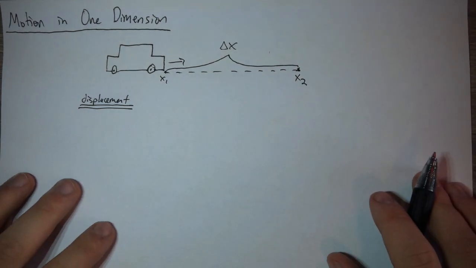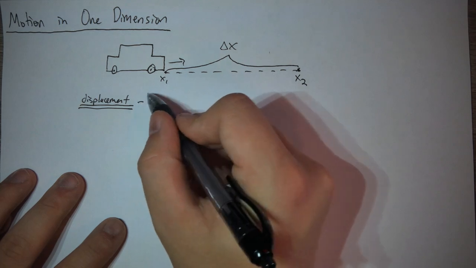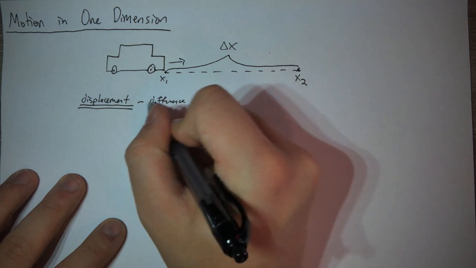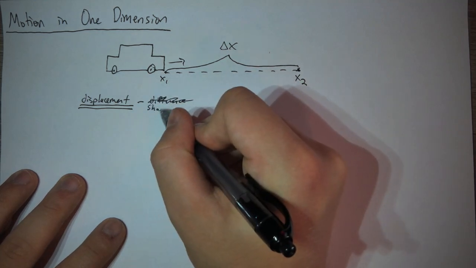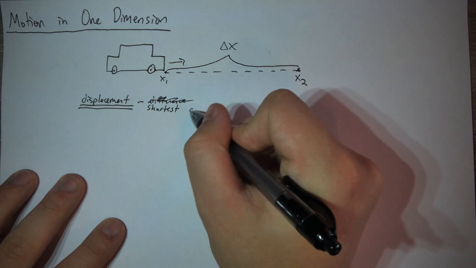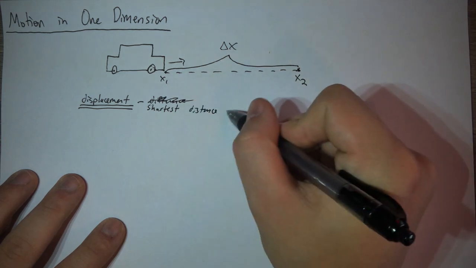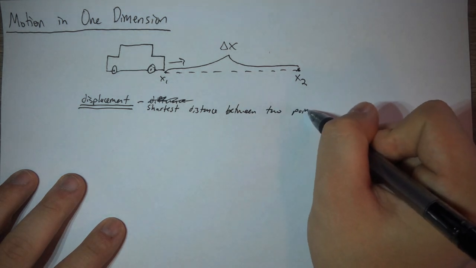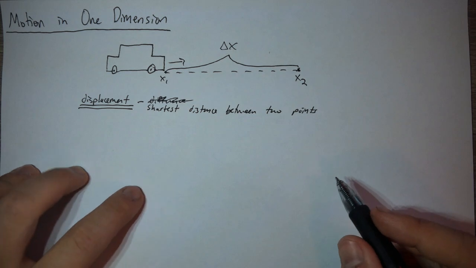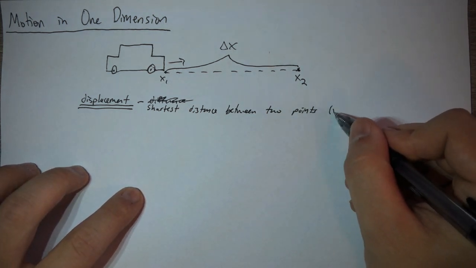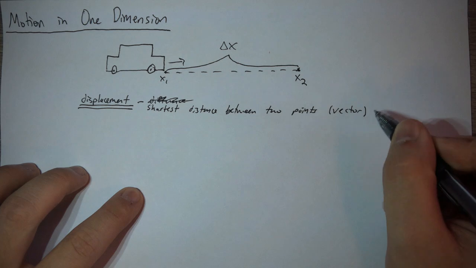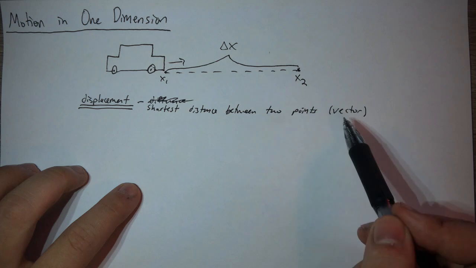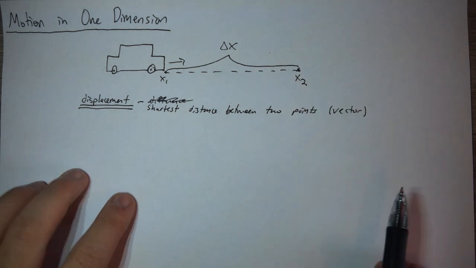And so let's define displacement. Displacement is, let me rephrase that, the shortest distance between 2 points. And it's a vector. So it is a distance in some direction. We have to specify the direction.